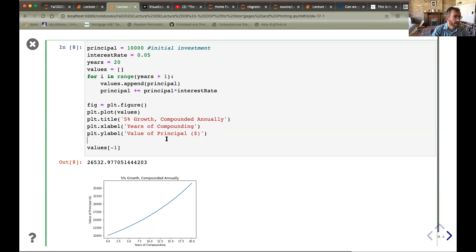And then by looking at the last entry, I can see how much a $10,000 investment is worth if invested for 20 years. You can see here that if you can put $10,000 into an account that earns 5% annual interest, then after 20 years, that $10,000 more than doubles. It's worth $26,532.